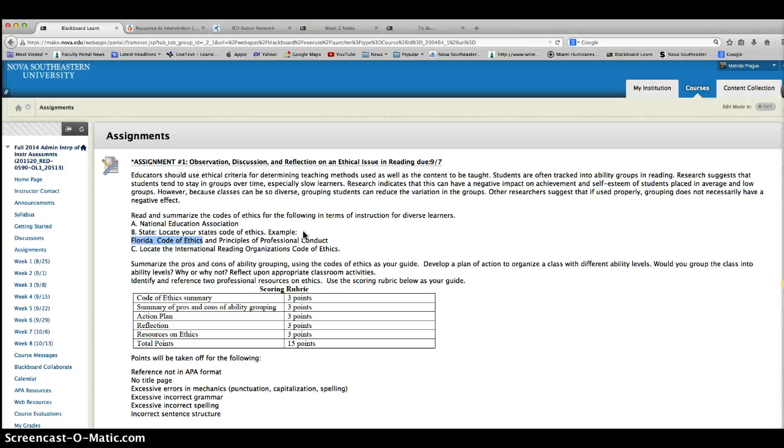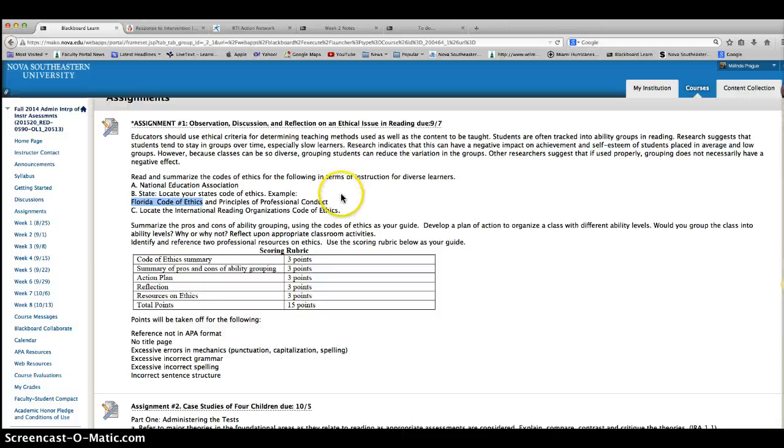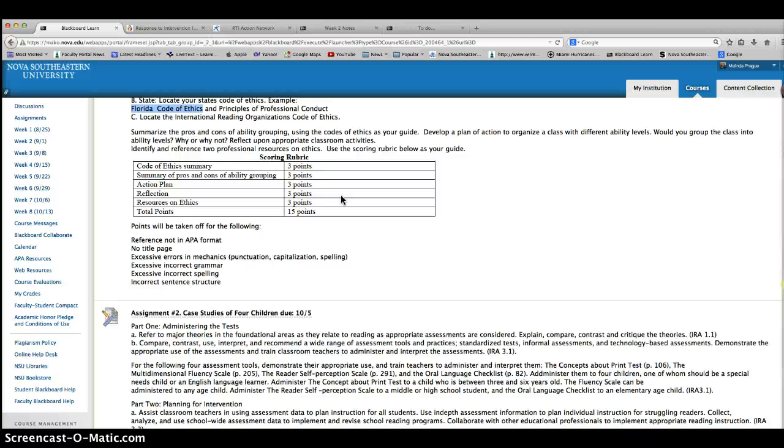of instruction in thinking about diverse learners for these 4. Then you're going to summarize the pros and cons of ability grouping, referring back to the code of ethics. You'll develop a plan of action and tell how you would organize that. Finally, you'll identify and reference 2 professional resources on ethics. I will attach the PowerPoint to this assignment for you again in case you misplaced it or didn't save it.